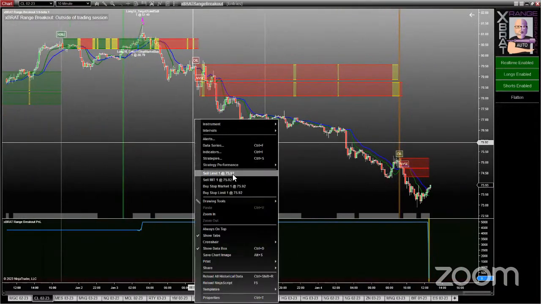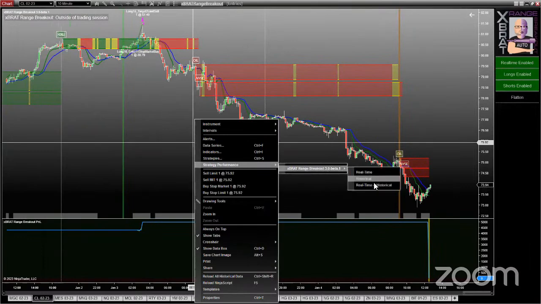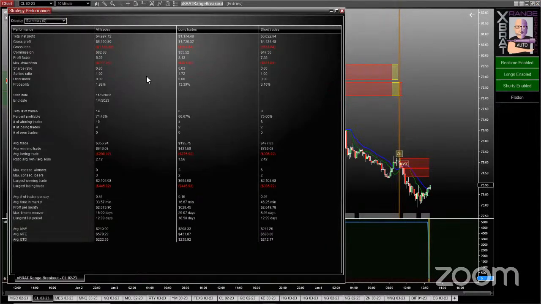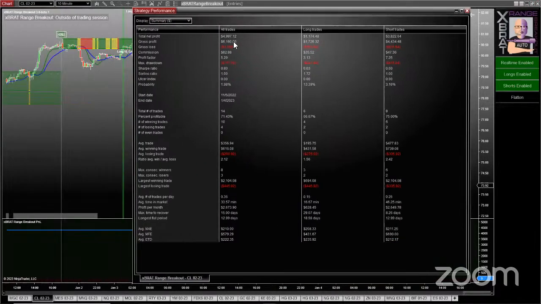If we right click and look at strategy performance, I think it's for the last 60 days. What are we on there? Yeah, last 60 days. Okay. $5,000 profits in 60 days, one contract. Profit factor 5.29, which is phenomenal. For institutional traders, and I know because I was one of them, anything over 1.6, 1.76 for a profit factor is phenomenal. 5.29 is unbelievable. But look, in 60 days, only 14 trades.